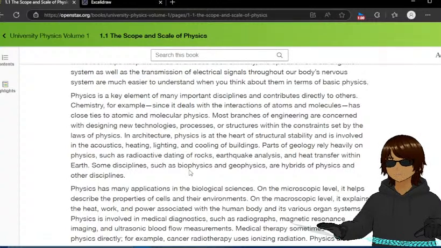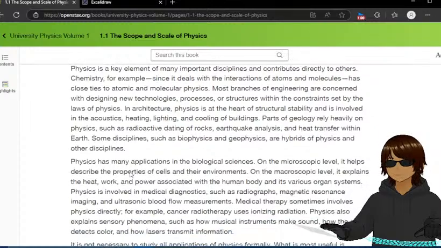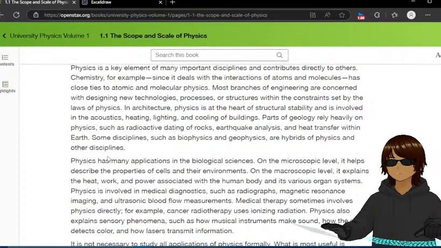Some disciplines, such as biophysics and geophysics, are hybrids of physics and other disciplines. Physics has many applications in the biological sciences. On a microscopic level, it helps describe the properties of cells and their environments. On a macroscopic level, it explains the heat, work, and power associated with the human body and its various organ systems. Physics is involved in medical diagnostics such as radiograms, magnetic resonance imaging, and ultrasonic blood flow measurements.